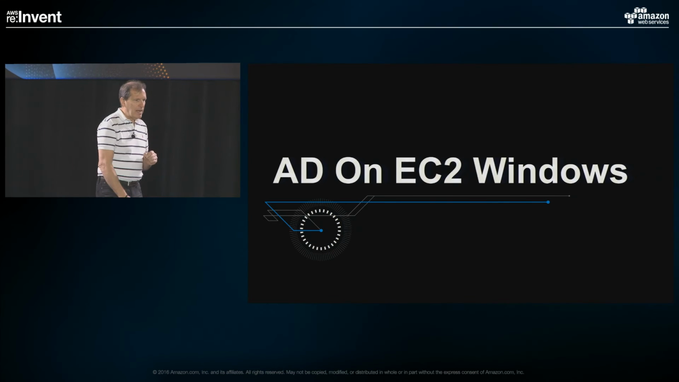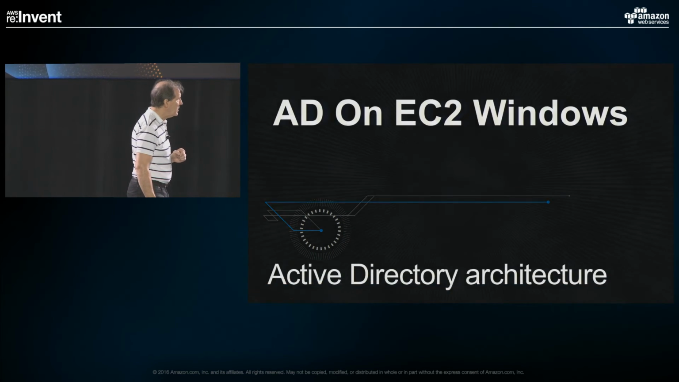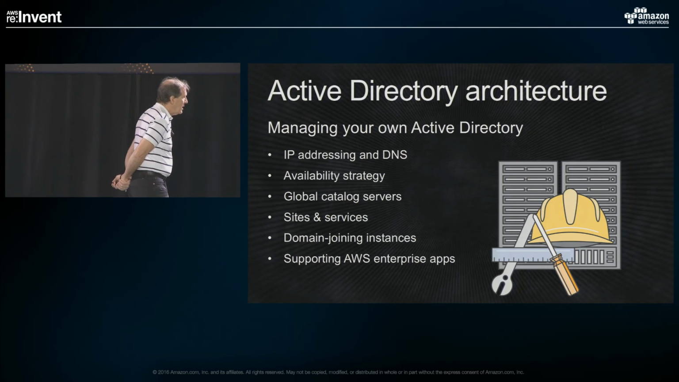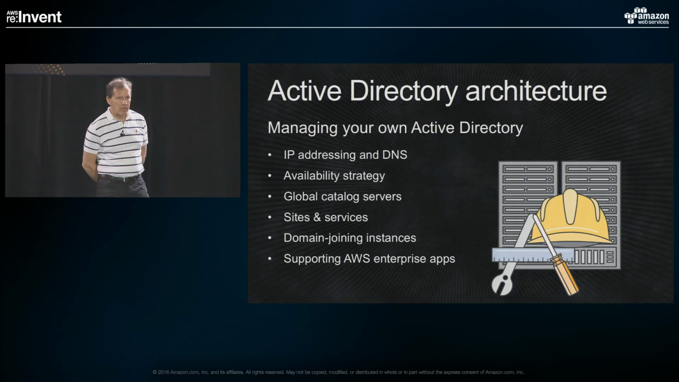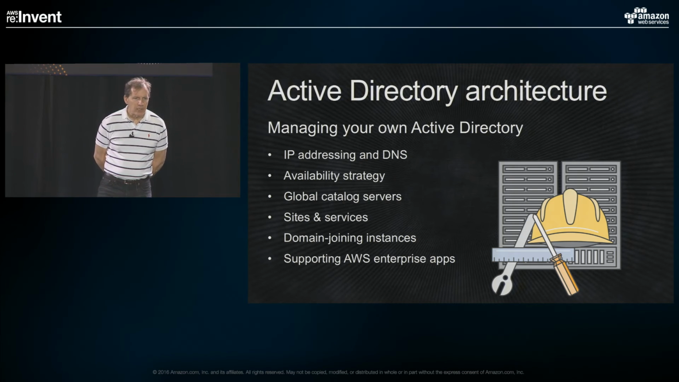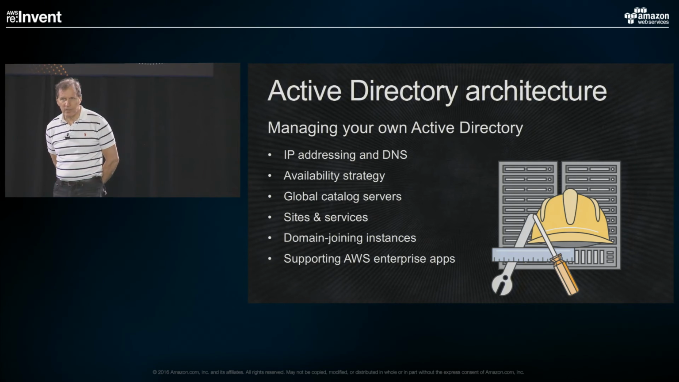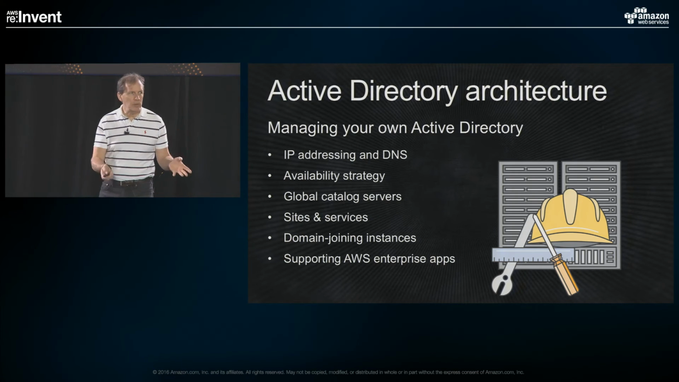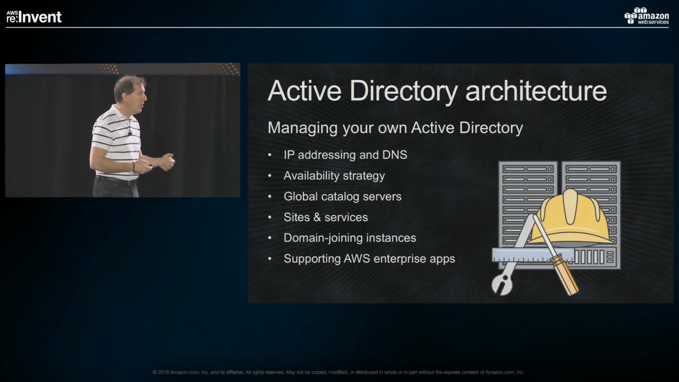Okay, let's talk about AD on EC2 Windows. All right, so now you're managing your own Active Directory. You have to sort out your IP addressing and your DNS, availability strategy, global catalog servers, sites and services, domain joining, all this work. You have to manage all this as you have in your on-premises environment.